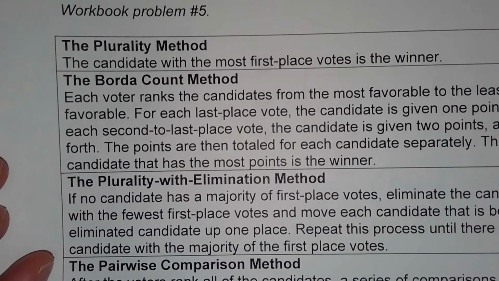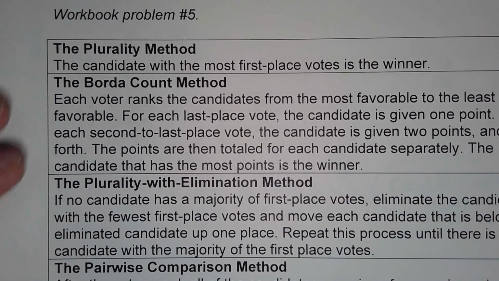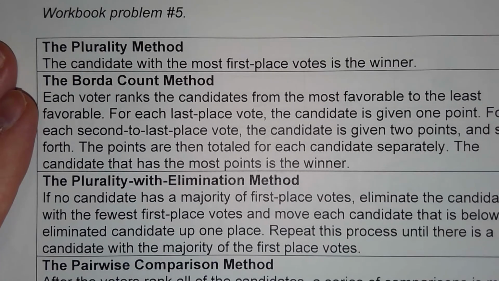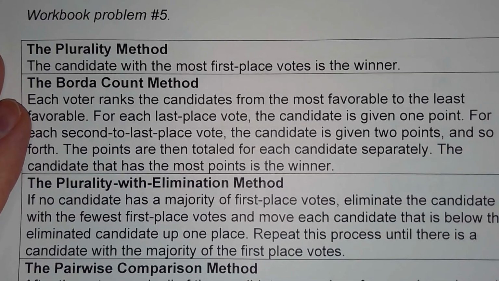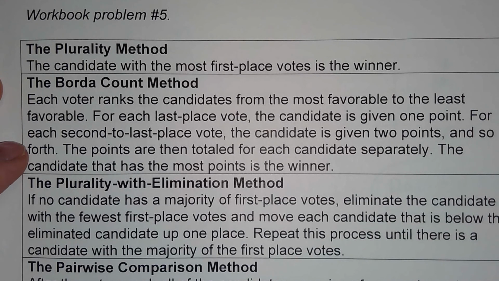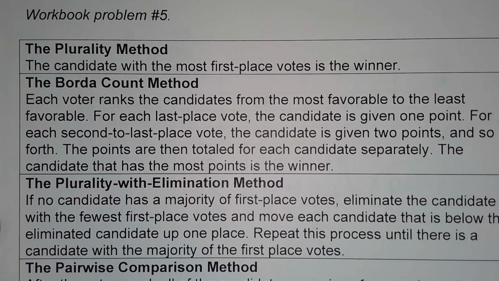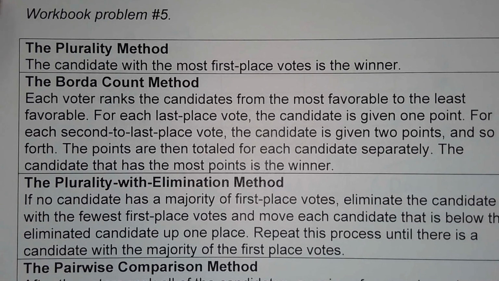So let's just summarize the methods. The plurality method: the candidate with the most first place votes is the winner. The Borda Count method: each voter ranks the candidates from the most favorable to least favorable. For each last place vote, the candidate is given 1 point. For each second to last place vote, the candidate is given 2 points, and so forth. The points are then totaled for each candidate separately, and the candidate that has the most points is the winner.